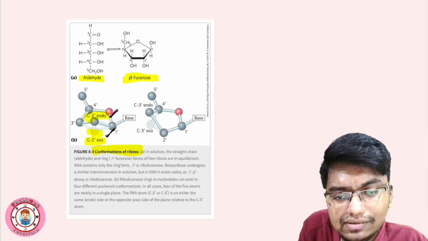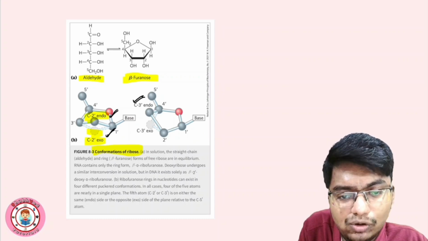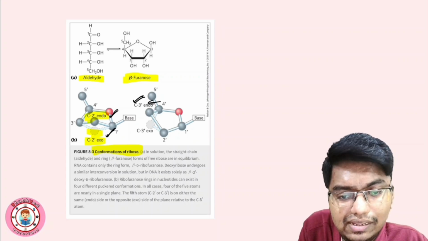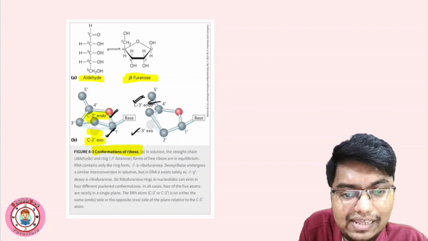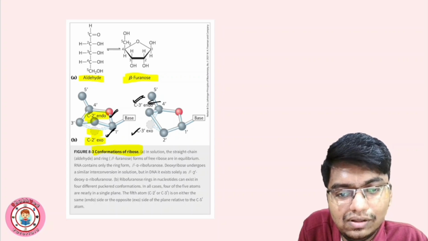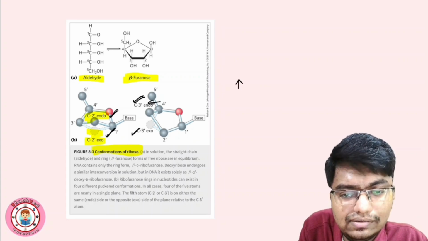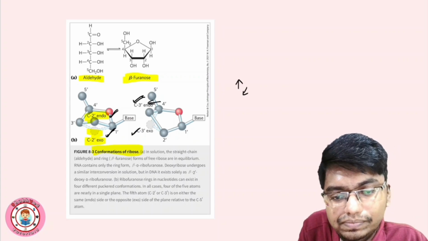Next picture you can see C3 endo. Okay, facing this side. And below, that is C3 exo. Got it? Endo is basically facing upwards. Exo is downwards. It's shadow like.